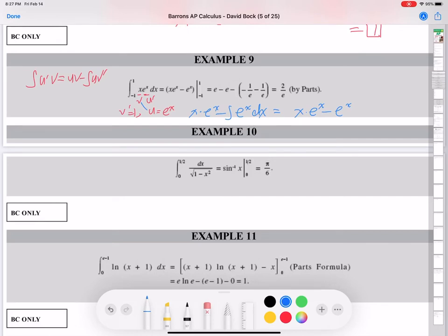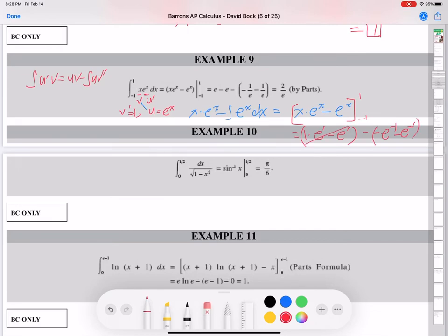That's the indefinite integration. To find the definite integration, plug in the upper limit number 1 and then minus plug in negative 1. So that is equal to 1 times e to the first power minus e to the first power, minus plug in negative 1. Negative 1 times e to the negative 1 power minus e to the negative 1 power. Okay? So what happened? This part is 0.